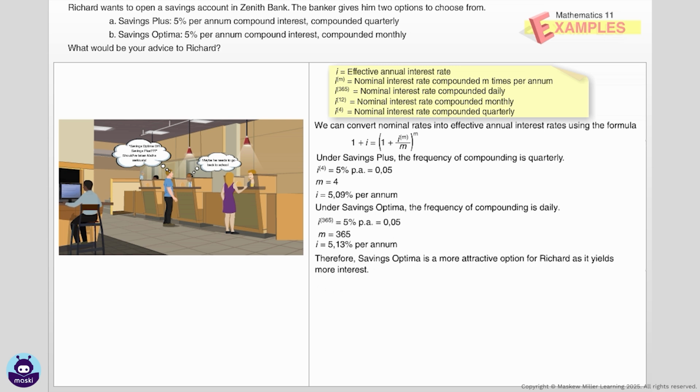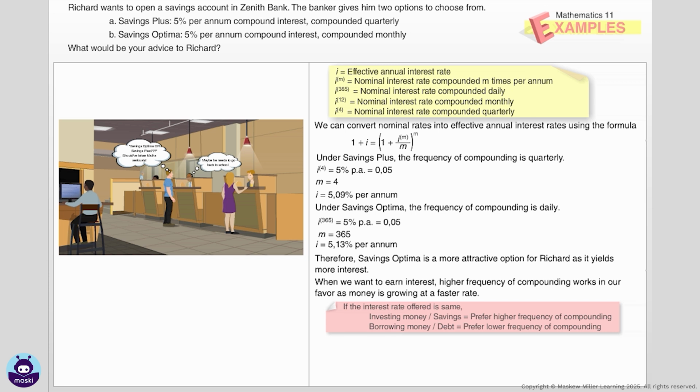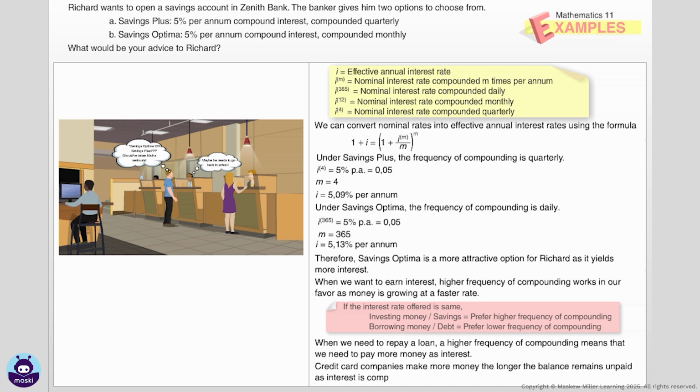Therefore, Savings Optima is a more attractive option for Richard as it yields more interest. In general, if the stated or nominal interest rate offered is the same, when we want a sum of money to earn interest, a higher frequency of compounding works in our favor as money is growing at a faster rate. When we need to repay a loan, a higher frequency of compounding means that we need to pay more money as interest. Credit card companies make more money the longer the balance remains unpaid as interest is compounded on a daily basis.